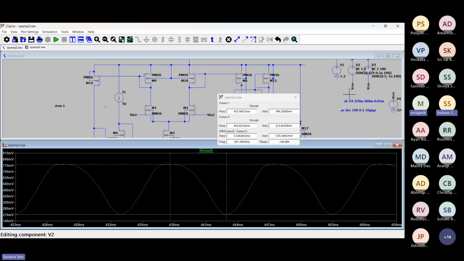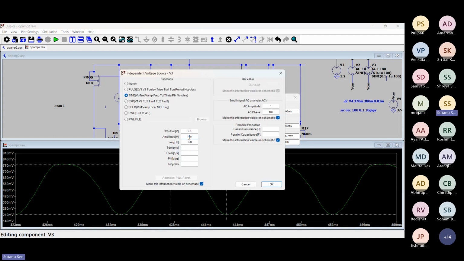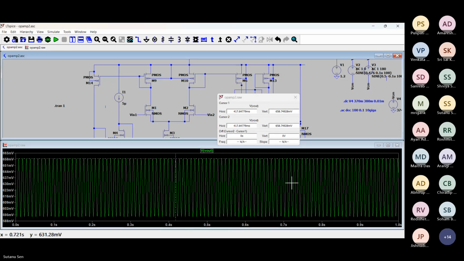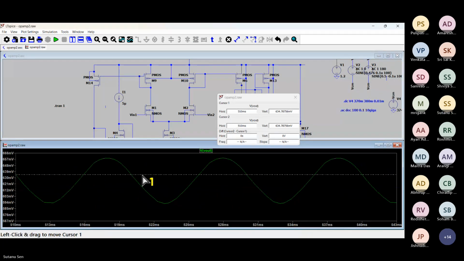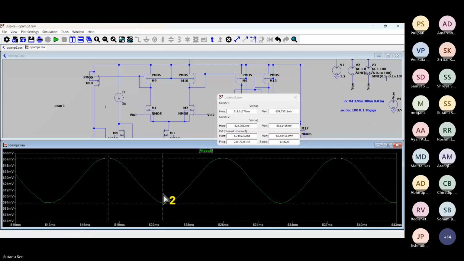Make it 1 millivolt peak to peak. Oh, sorry, 1 microvolt peak to peak. So it was 1 microvolt. I'm making it 0.1 microvolt. Now, so it's around, sir, around 3 into 10 to the power 5. Yeah, so this is confirming the AC analysis. Whatever we get from the AC analysis, the same thing is coming here.